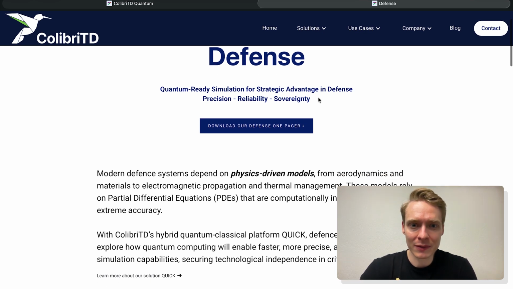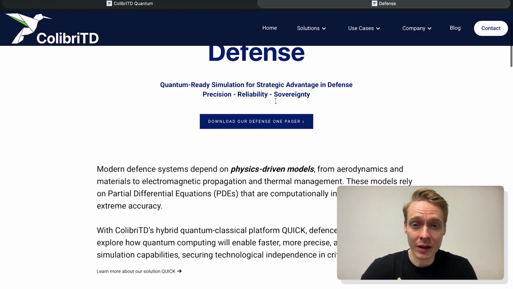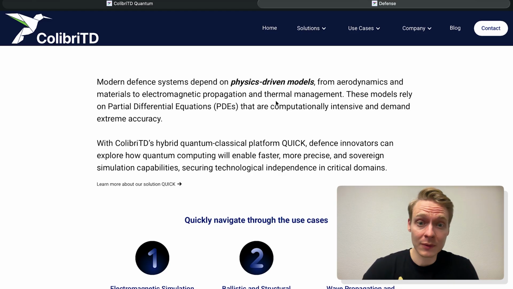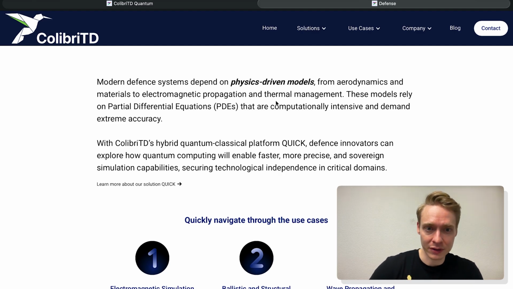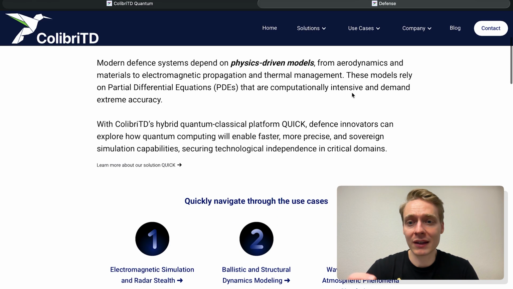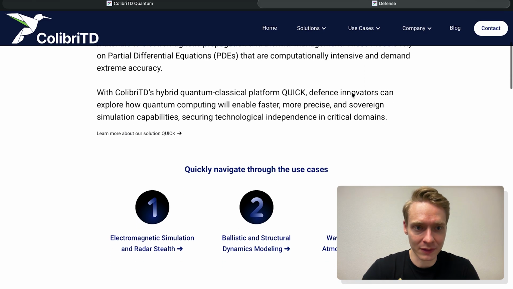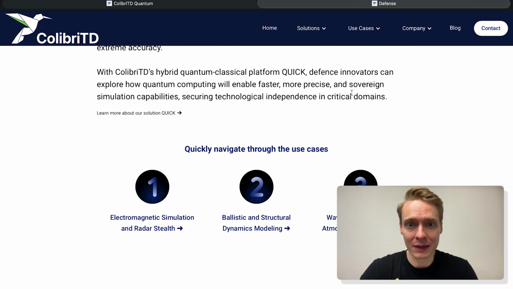So defense, quantum ready simulation for strategic advantage in defense: precision, reliability, sovereignty. Modern defense systems depend on physics-driven models, from aerodynamics and materials to electromagnetic propagation and thermal management. These models rely on partial differential equations, PDEs, that are computationally intensive and demand extreme accuracy. With ColibriTD's hybrid quantum classical platform QUICK, defense innovators can explore how quantum computing will enable faster, more precise, and more sovereign simulation capabilities, securing technological independence in critical domains.